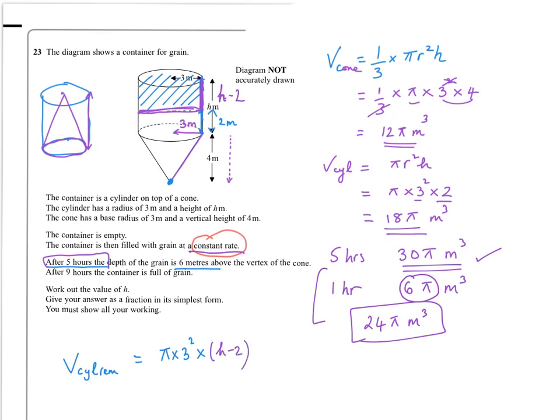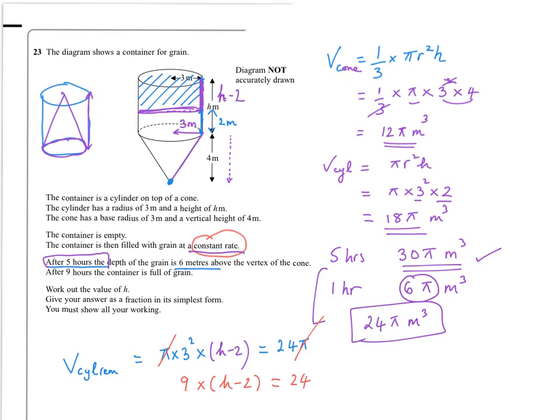And the nice thing about that is we now know that that is going to be equal to 24 pi. So we can cancel pi from both sides by dividing both sides by pi. We can do 3 squared times (H minus 2) equals 24.